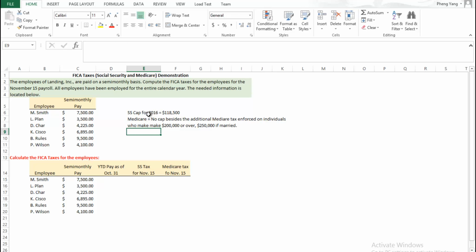Medicare additional tax. Additionally, I'm going to add in the percentages in here. This is at 6.2%. And the Medicare is at 1.45%, and the additional tax over 200,000 is 0.9%. In this example, we will not be utilizing the 0.9% as nobody will be over the $200,000 mark for any single employee.